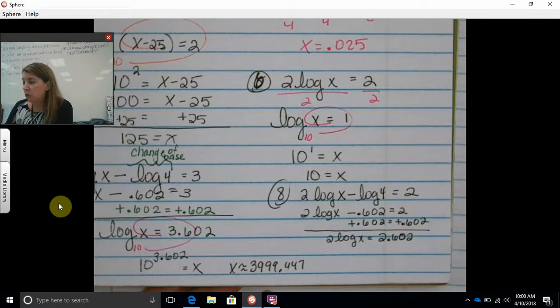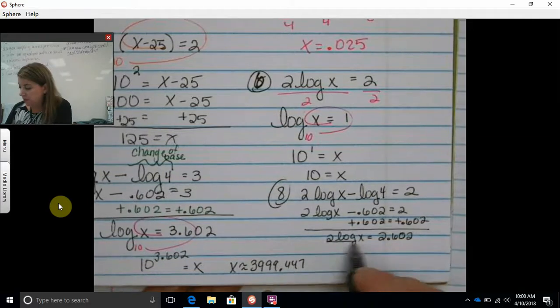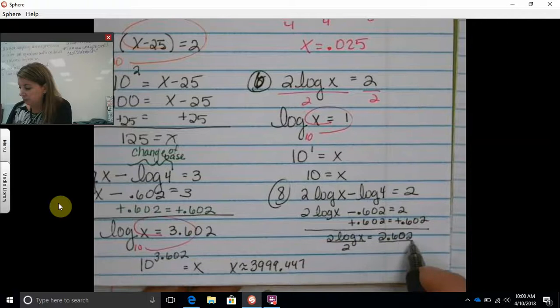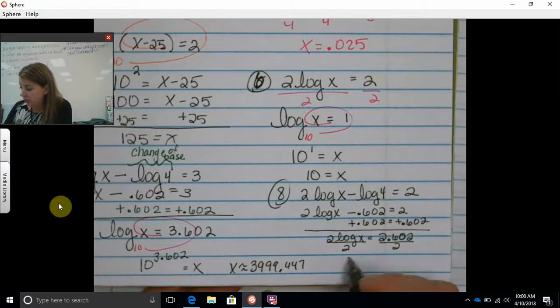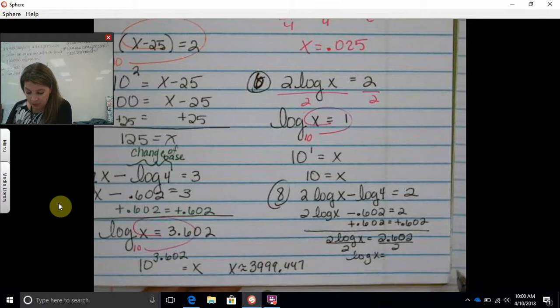So once you get to that point, before you can write it as an exponential equation, we have to get rid of this 2 times the log of x. We don't want the 2. So we will divide both sides by 2. Then we have log of x equals 1.301.